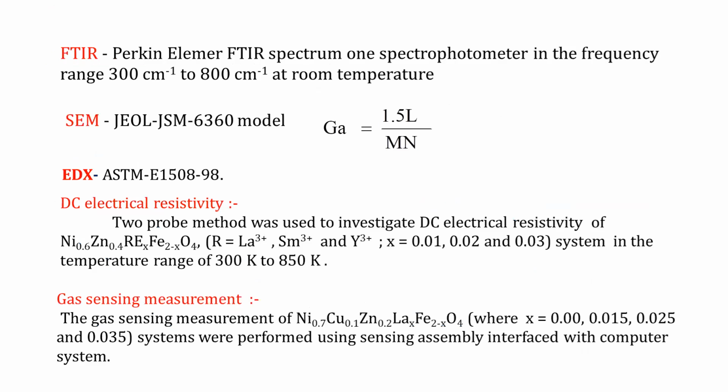Now here we have to measure also DC electrical resistivity. The two-probe method is used to measure DC electrical resistivity of our samples, as well as we have to measure gas sensing measurement by using the two-probe method.